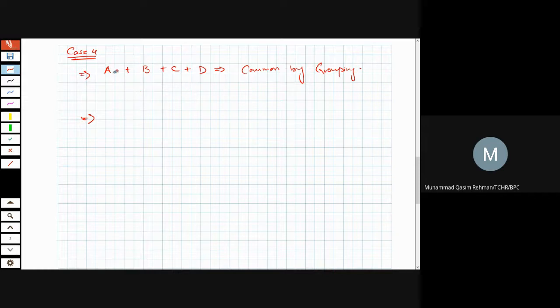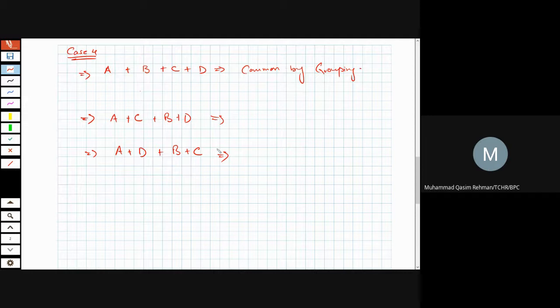Now, how would you do that? First and third, one group, and second and fourth, another group. So A plus C, one group, and B plus D, another group. If this doesn't work as well, then you can consider rearranging further. First and last one group, and then second and third as one group. Definitely you will be able to take common from either of these three. So this is how you take common by grouping.